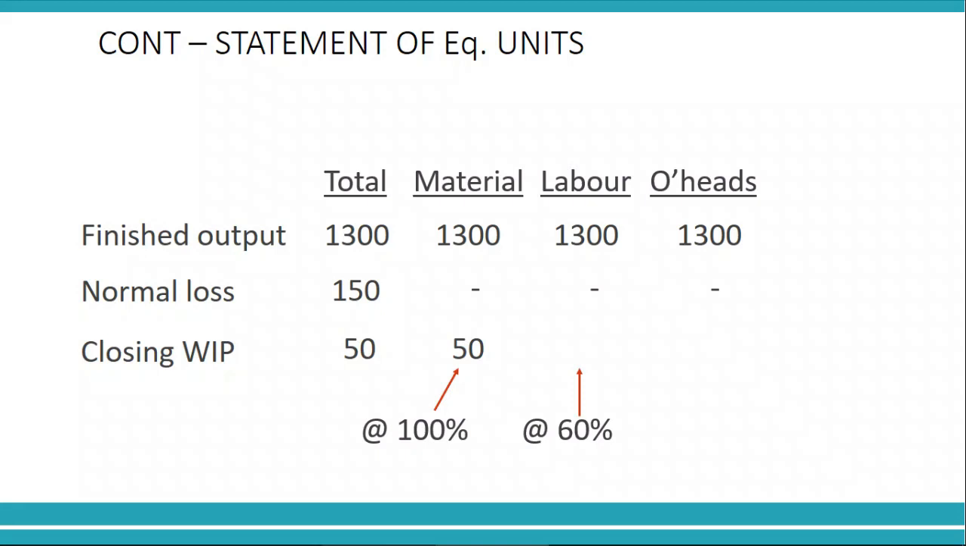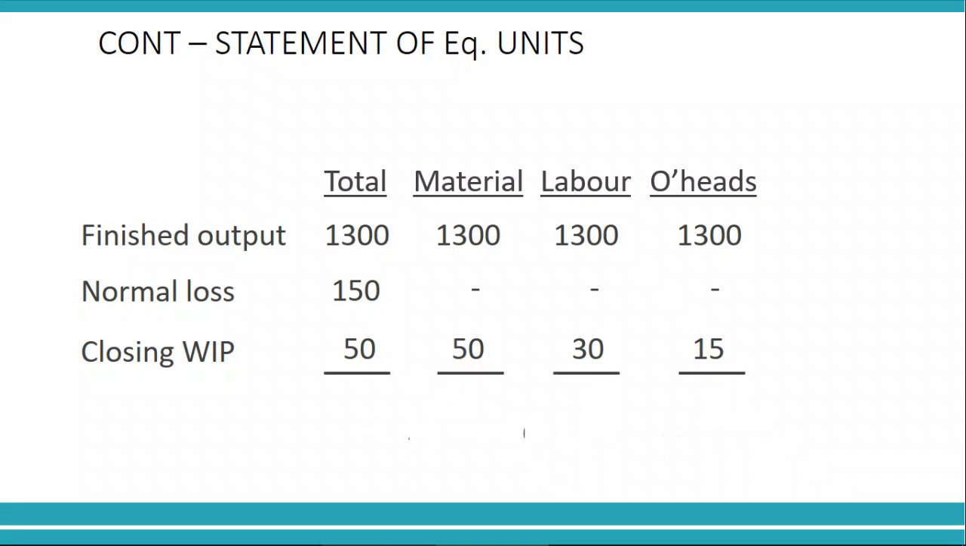So 50 multiplied by 60% means 30 equivalent units. Although these are 50 units, with respect to labor only 30 equivalent units will be considered, and overheads are only done as 30%. So 50 multiplied by 30% gives you 15 units. So now you have got 1,350 units with respect to material, 1,300 units with respect to labor, and 1,315 with respect to overhead.